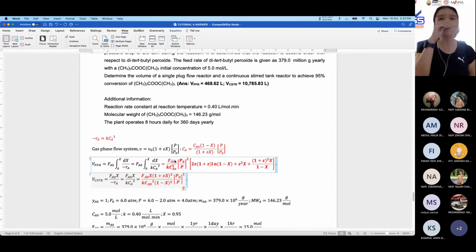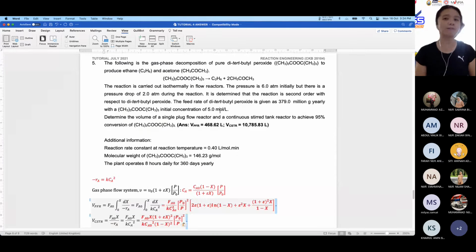Okay, so part pertama pun, kalau kamu perasan dalam soalan, FA0 is inlet molar flow rate. Kalau kamu perasan dalam soalan, we don't have inlet molar flow rate. We do have initial concentration, okay, we do have CA0, but we don't have FA0. Okay, you may say that kan ada perkaitan FA0, CA0 dan V0, meaning to say if I know V0 dan CA0, saya boleh cari FA0.